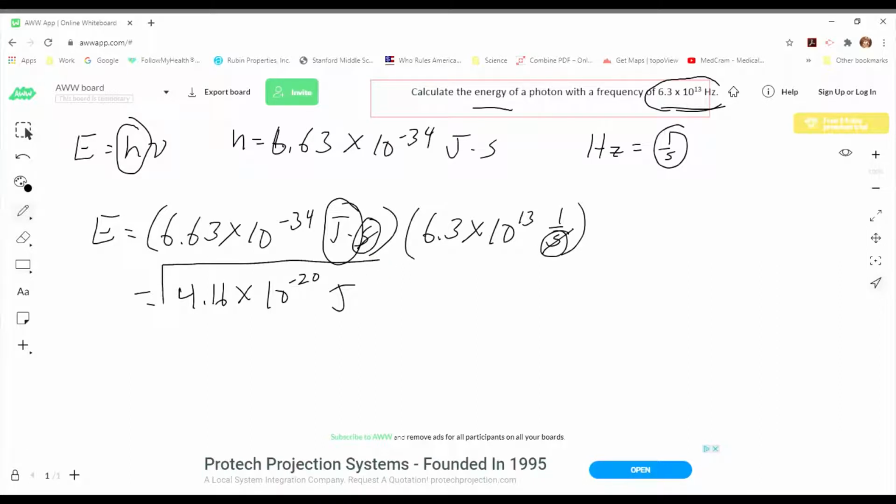I mentioned earlier that joules are units of energy. So basically that's how you do it. This is probably the easiest problem you're going to get in this. You're asked for the energy, you're given the frequency. You just multiply your frequency times Planck's constant, and that gets you your energy.